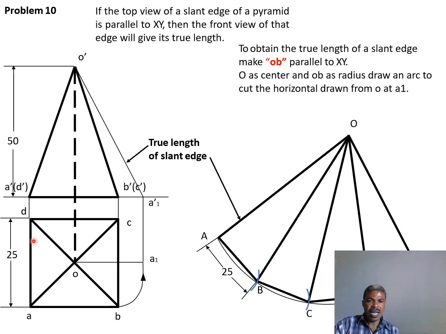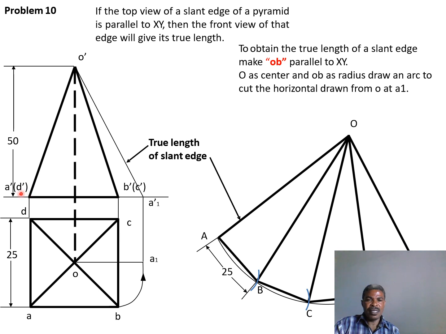It means that our base AB is 25. Likewise, AD is the same. They are equal. It's the same. So after you have drawn the top view, you draw the front view. Drawing the front view, having given the height for the axis is 50 millimeters long.